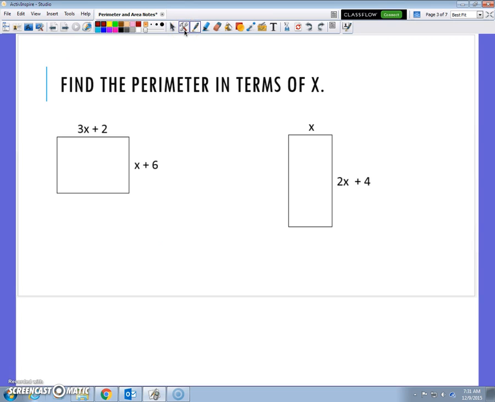It says find the perimeter in terms of x. So usually we have numbers to add up, but we don't this time. This time we just have expressions. Now we are going to assume that these are rectangles, so if this side is 3x plus 2, that means that also the side across is 3x plus 2. And if this is x plus 6, so is this side. And so when I'm trying to find the perimeter, I need to find the distance all the way around.